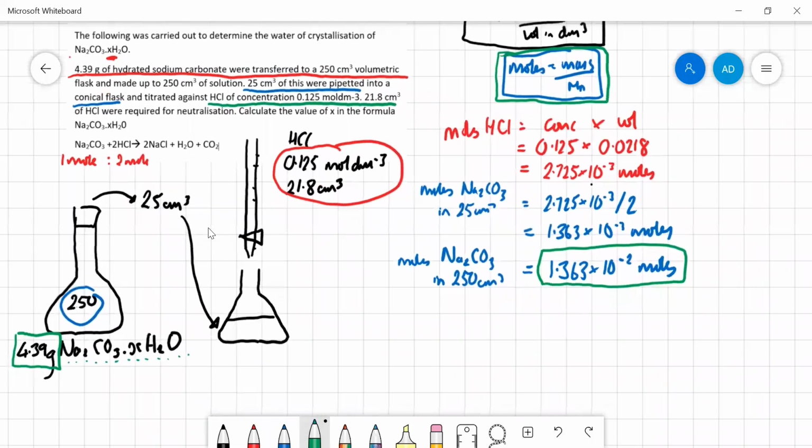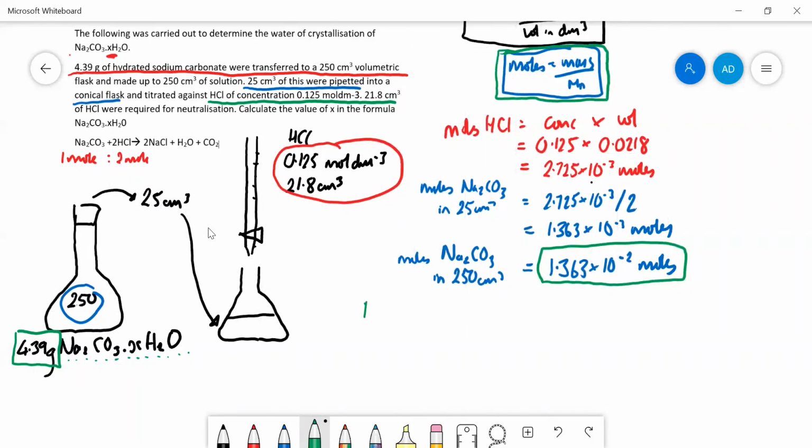So let's work out the Mr first of all. So Mr of the hydrated sodium carbonate is, if you rearrange that, mass over moles. So the mass we have is 4.39, and the number of moles is 1.363 times 10 to the minus 2. So 4.39 divided by that gives us 322.2 as the Mr.